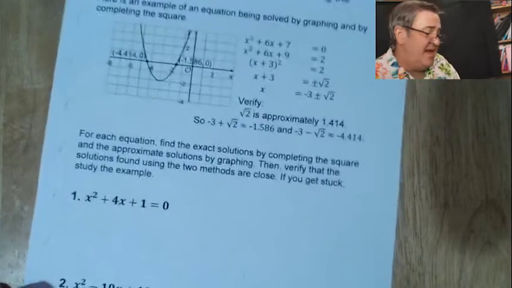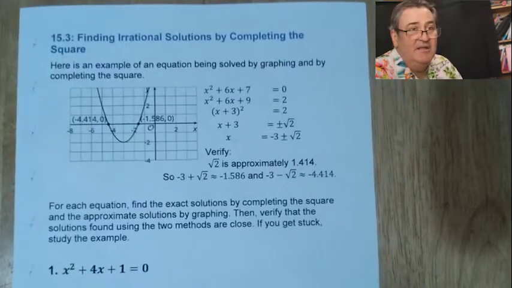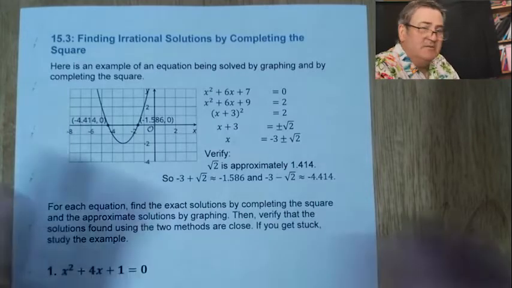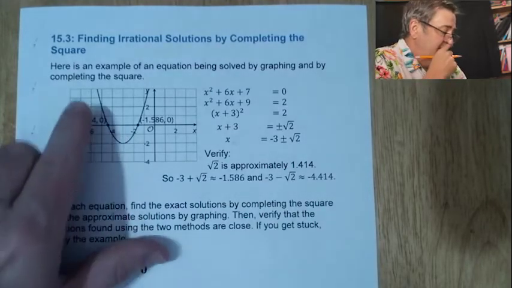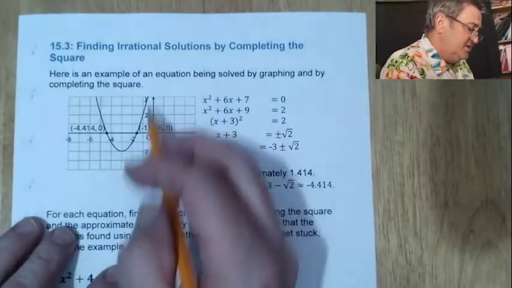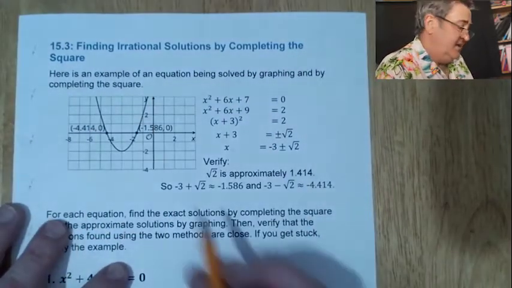So let's look at one where you find irrational solutions by completing the square. Okay, and this is already done. We're not completing the square on this. Here's an example of an equation being solved by graphing and completing the square. So here they just graphed it. And what did they see?